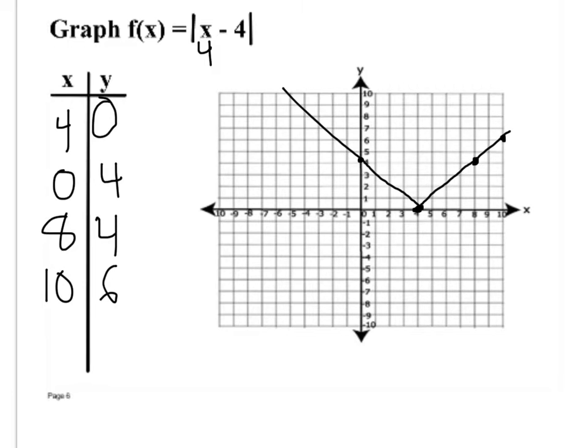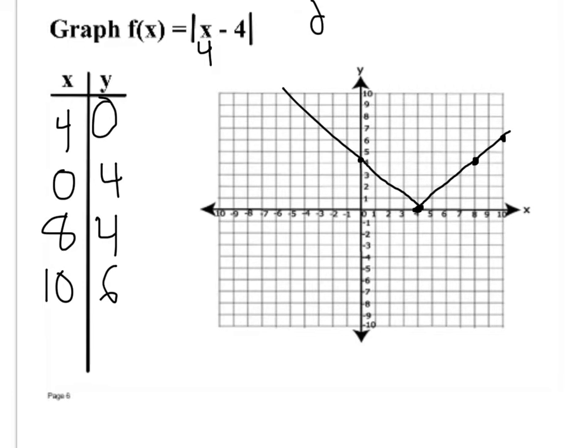Okay, this is what the graph looks like. I probably should have picked a couple other points, but not necessary. What you have to do is find where it hits 0, where the point is at it. I knew that my y would be 0 if I plugged in 4 for x, because 4 minus 4 is 0, right? So that made my graph look like this.